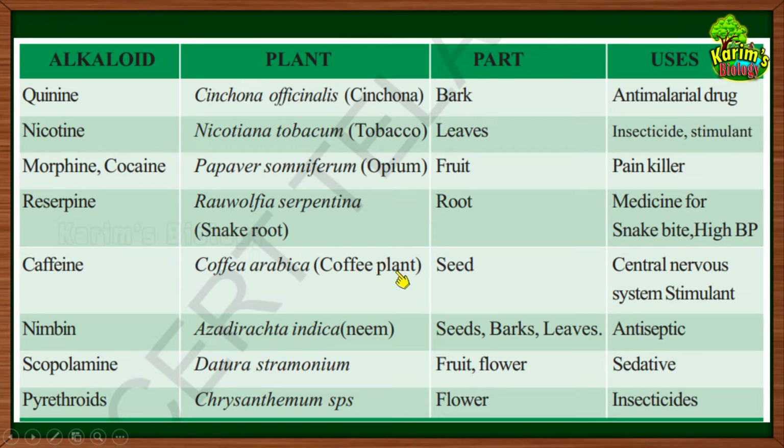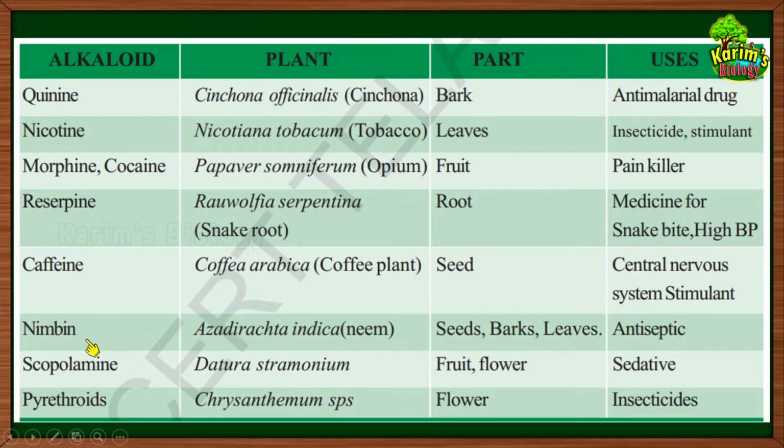Okay. And the next one is caffeine. It is obtained from the coffee plant called Coffea arabica, and we already knew that it is present in the seeds. The seeds are roasted, powdered, and coffee powder can be prepared from that. Okay. And it acts as a central nervous system stimulant. That's why people who drink coffee, their central nervous system is activated and they remain active. That's why they frequently drink coffee.